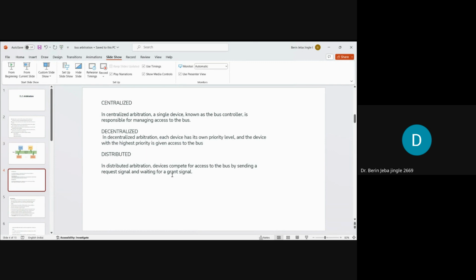Did you understand the three different types of methods? Centralized, decentralized, distributed. Did you understand the difference between the three methods? Yes, ma'am. Okay. Can anyone say what is centralized, decentralized, and distributed?